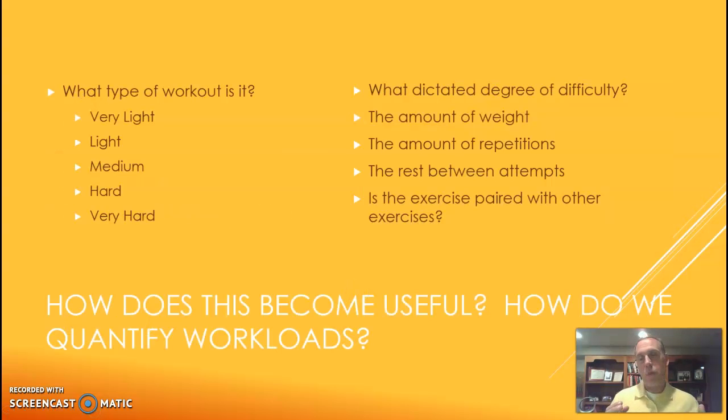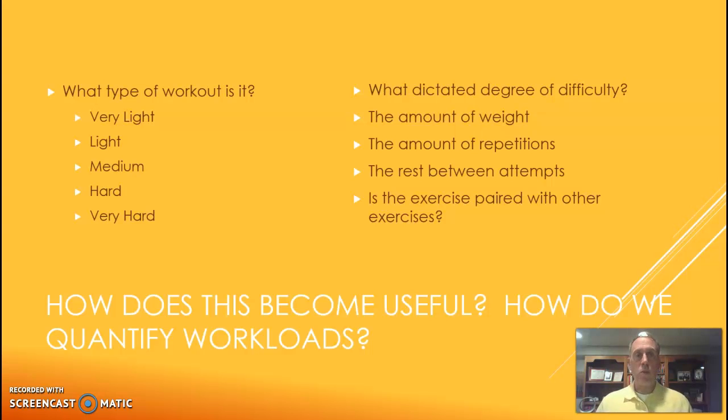So where the heck does all this become useful, right? And what do we use it for? We start to get into the conversation of how do we actually quantify and qualify workouts? What is very light? What is light? What is medium? What is hard? What is a very hard workout? Those are relative terms, relative to the person or relative to the exercise that's being done. We'll keep this very simple for this presentation.